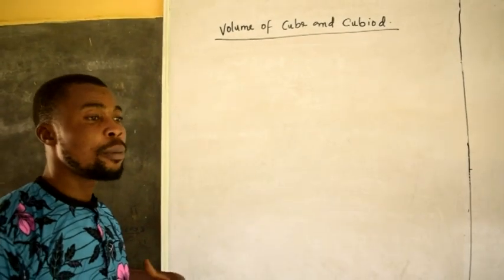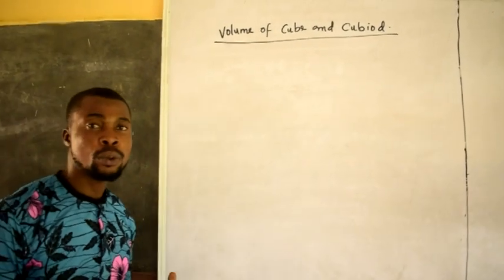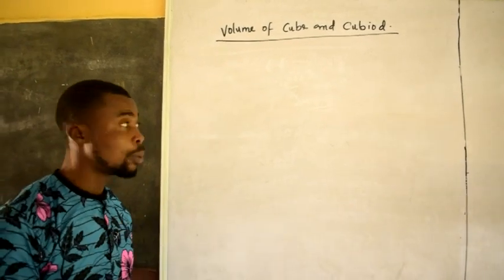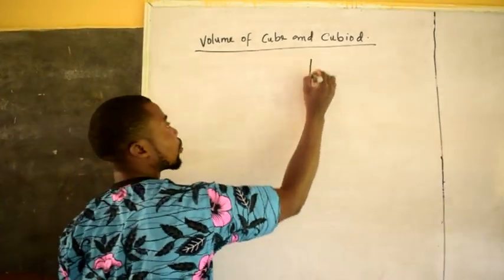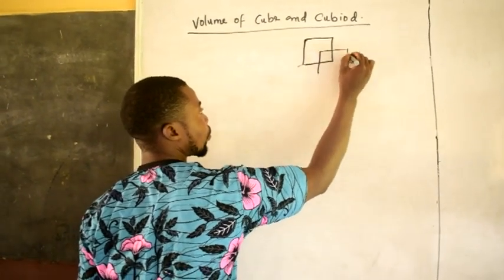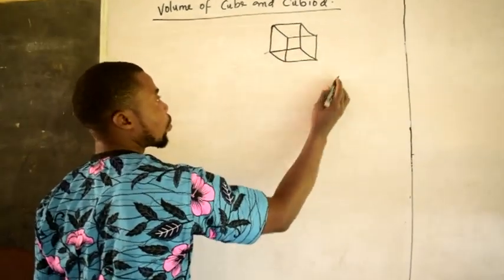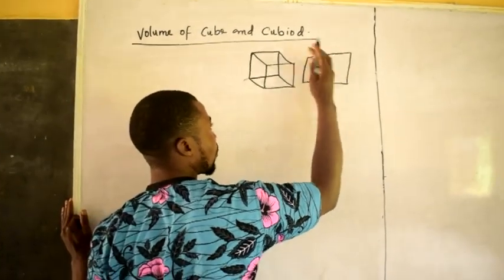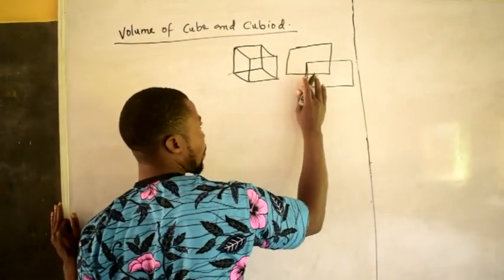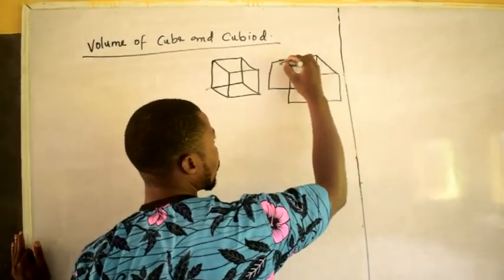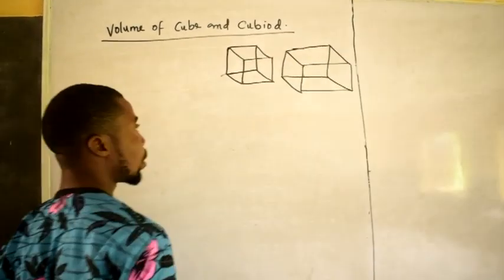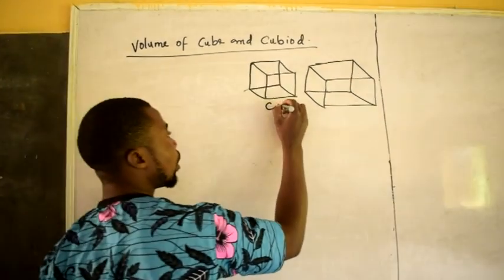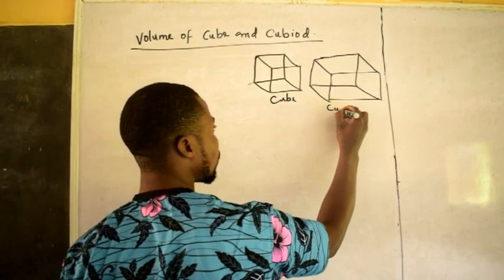Cuboid. Before you can get the volume of a cube and cuboid, we must know what a cube is. Let me draw a cube and a cuboid. This is a cube and this is a cuboid.